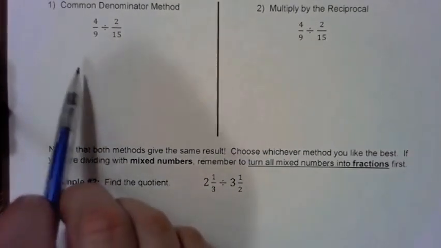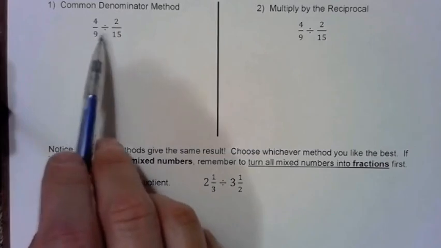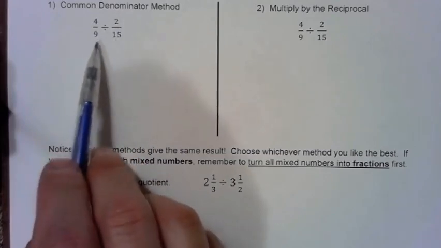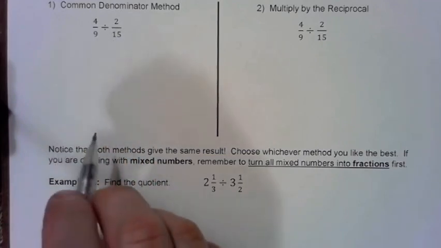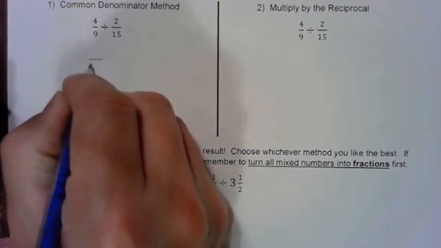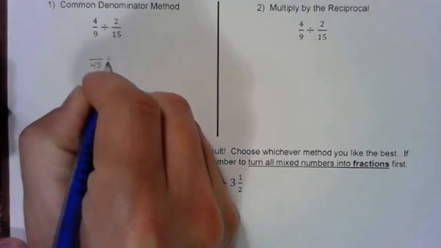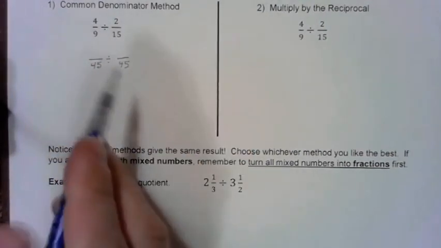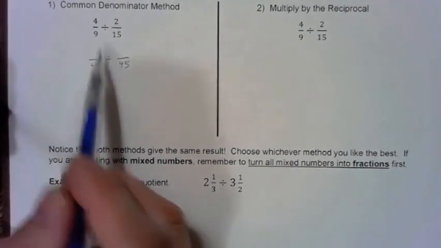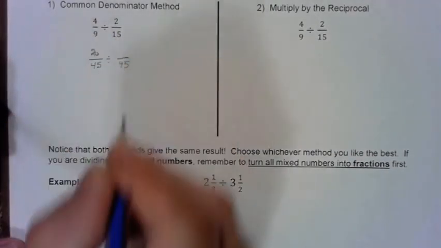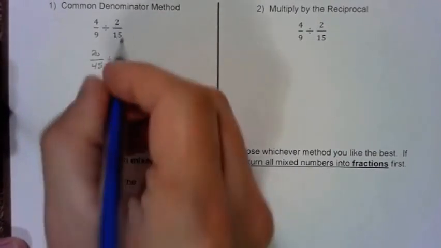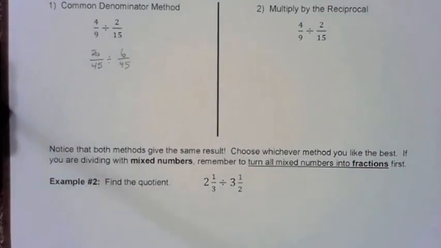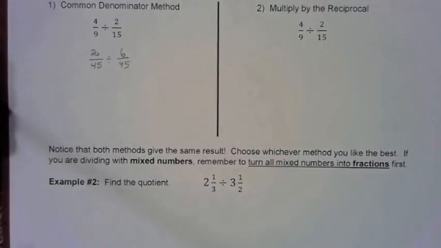If we do the common denominator method, here we have 4/9 divided by 2/15. I'm going to first get common denominators. With ninths and 15ths, their common denominator is going to be 45. So I'm going to rewrite this division problem so that the denominator in each fraction is 45. 9 times 5 is 45, so 4 times 5 is going to be 20. And then 15 times 3 is 45, so 2 times 3 is 6. So now our problem says 20 45ths divided by 6 45ths.